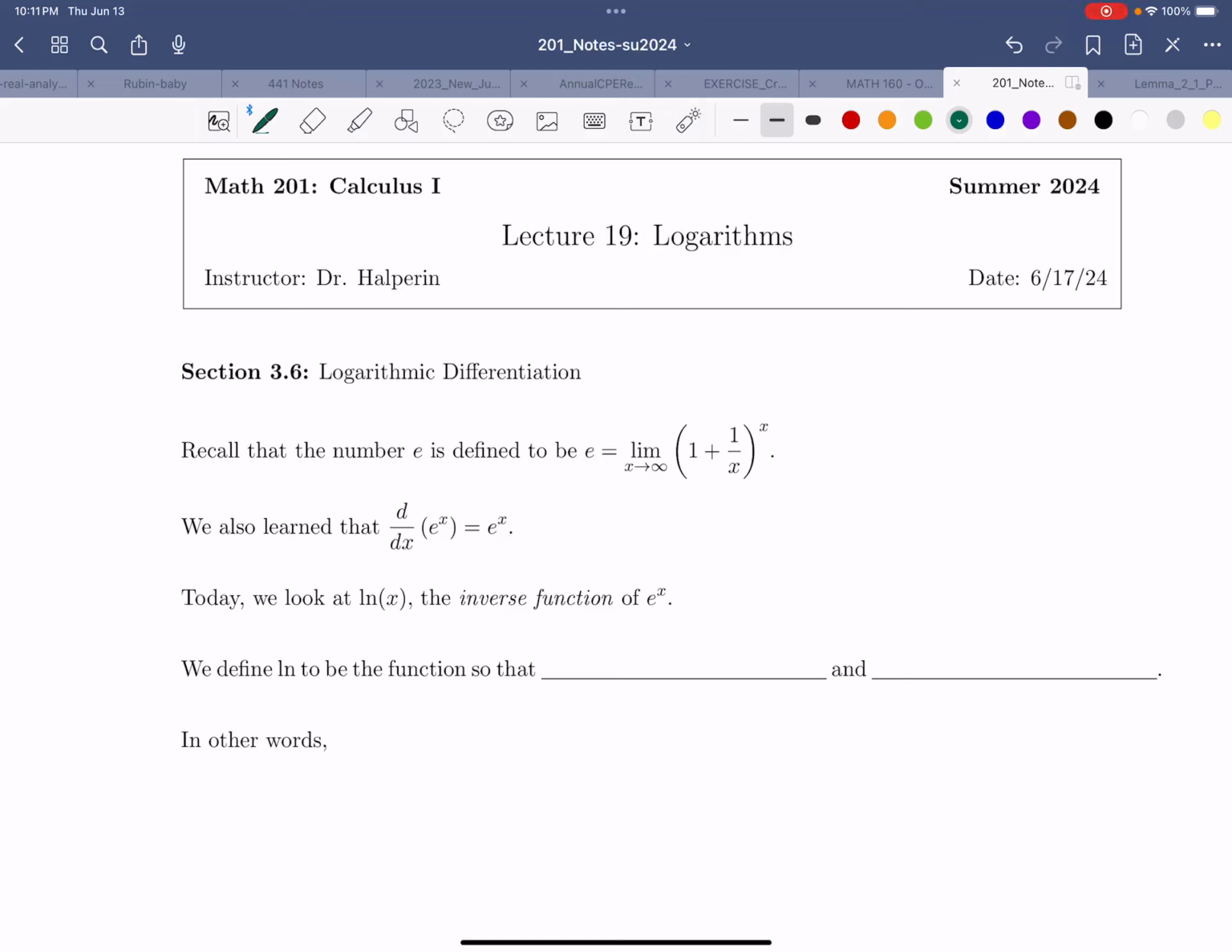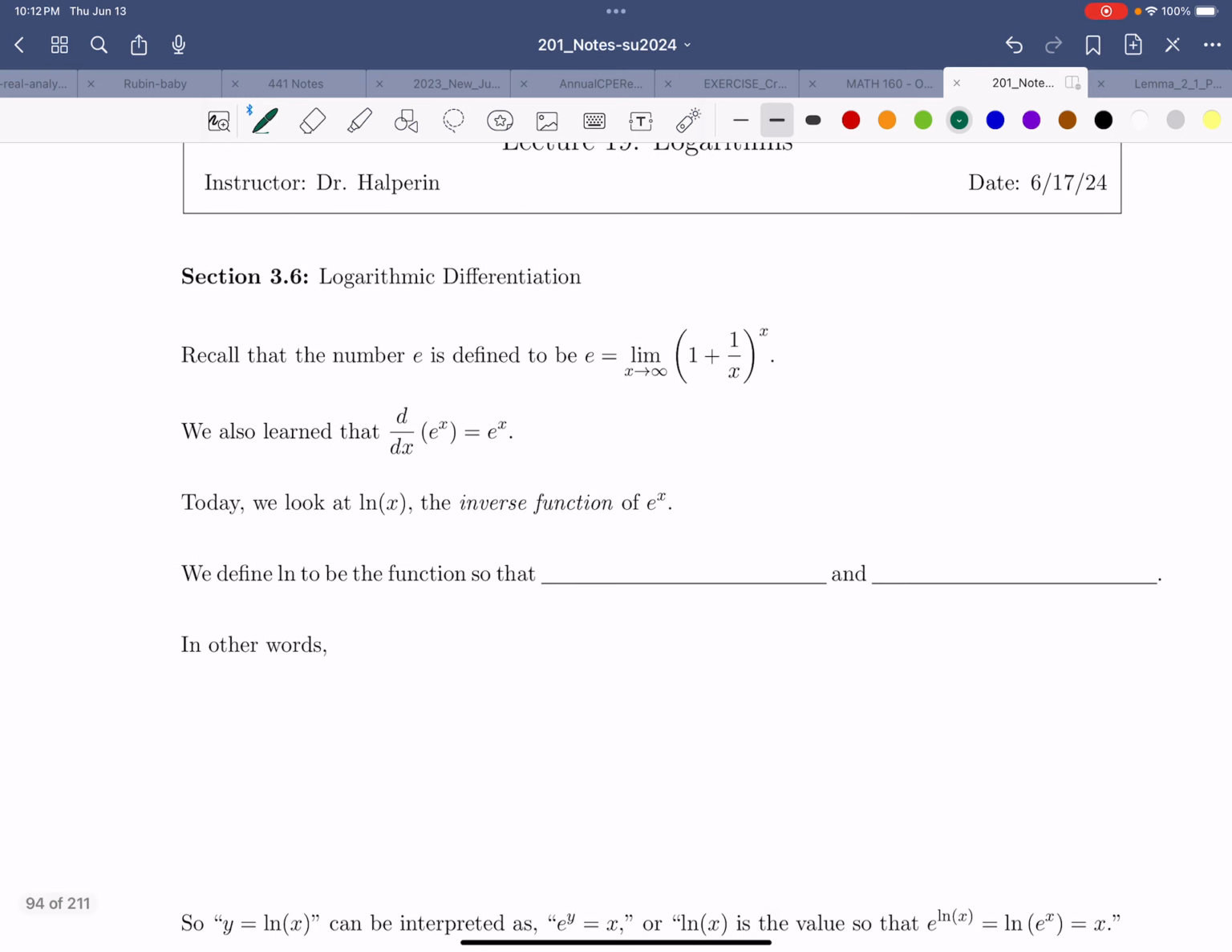Let's take a look at topic 3.6, logarithmic differentiation. Before we get into logarithmic differentiation, we're going to review logarithms, because there's a chance that some of you might not have even heard of logs, or maybe you do, but you forgot them. This course assumes no prior knowledge of the log or ln function. So let's begin.